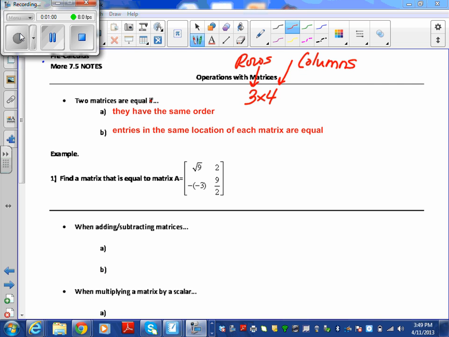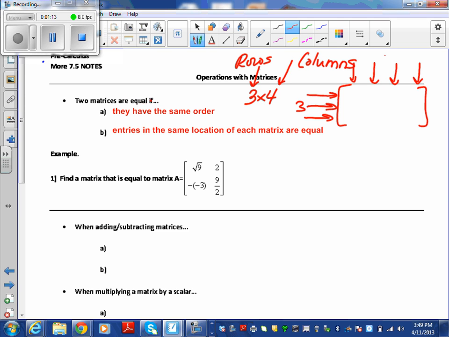And remember that the rows go across. We have 1, 2, 3. There are my 3 rows. And then columns run vertically. So here you can see that we do have 4 columns. So I would call that matrix a 3 by 4. That is the order of it. So now, what would make two matrices equal? Well, they have to have the same exact order, but besides that, all of the entries in the same location need to be equal to each other.